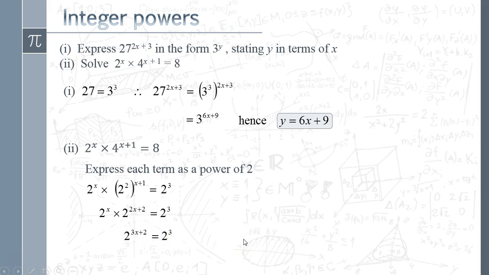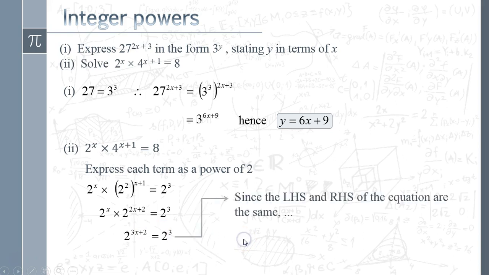Now, the key to this one is to say that, well, we know that this bit on the left-hand side here has exactly the same value as the bit on the right-hand side. And so that can only happen if the power here, 3x plus 2, is the same as the power here, power 3. So we can say that 3x plus 2 has got to be equal to 3. And now all of a sudden what we've done is created a simple equation that we can solve in terms of x. And to solve that, you can see move the 2 over, divide by 3. You end up with x equals 1/3. And there is our equation. It said solve, so we needed to work out a value for x.